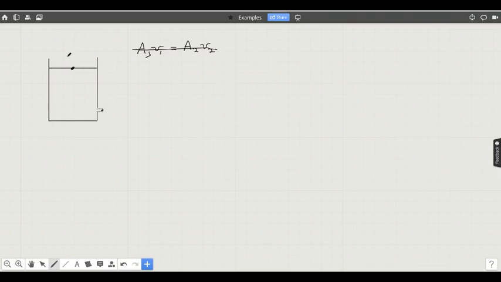So let's call this down here point 1. This up here we'll call point 2. We'll also say that we're going to call this down here our origin. So y is equal to 0 down here. That means that up here this would be y is equal to the height h. That's the distance between the water level and the spigot.